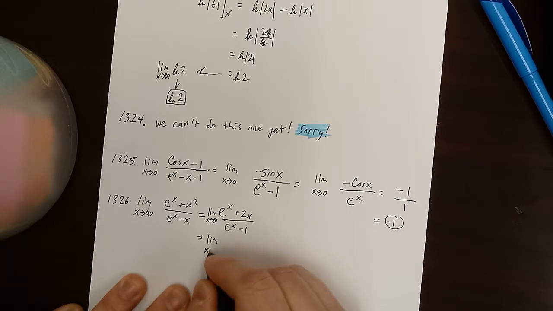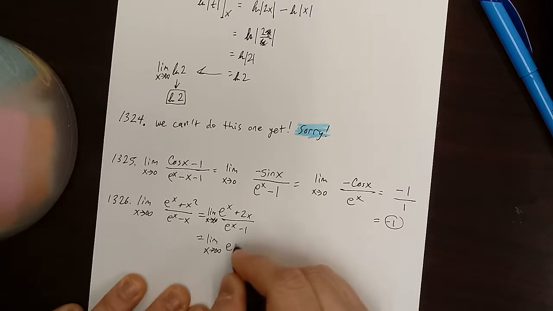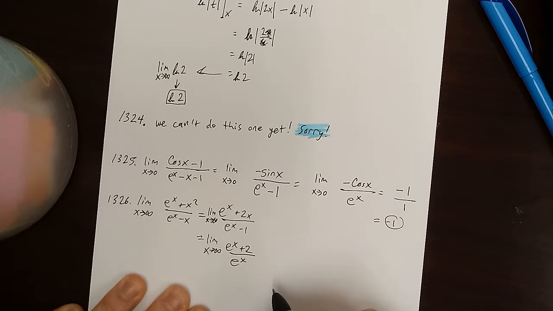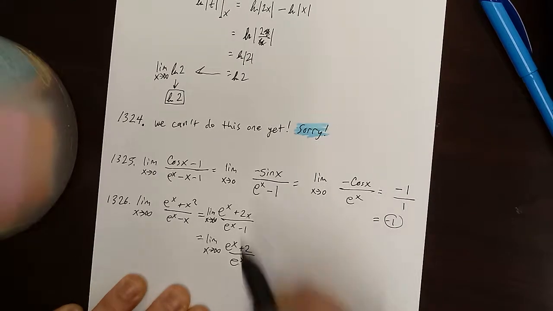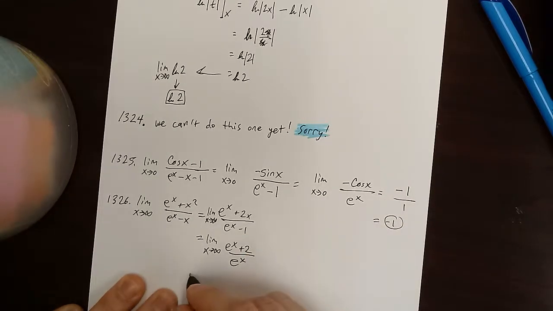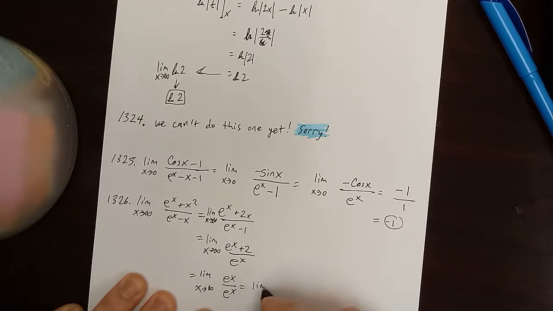Get the limit as x goes to infinity of e to the x plus 2 over e to the x. I still get infinity over infinity. No! Let's see. Equals the limit as x goes to infinity of e to the x over e to the... Wait a minute. e to the x over e to the x is 1. So now I'm just asking for the limit as x goes to infinity of 1, which is just 1.